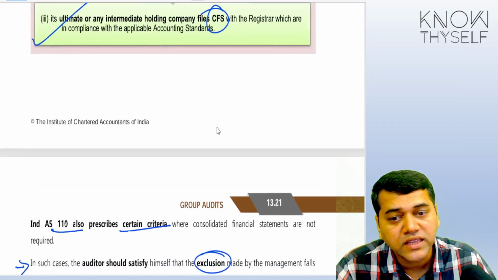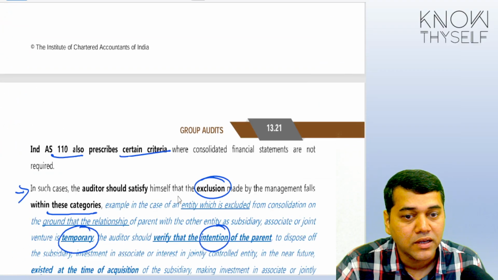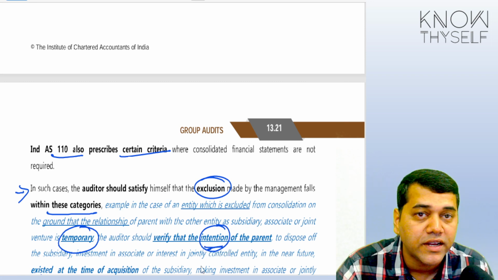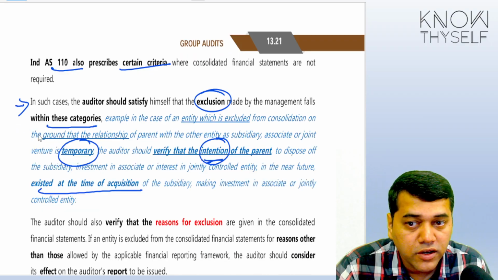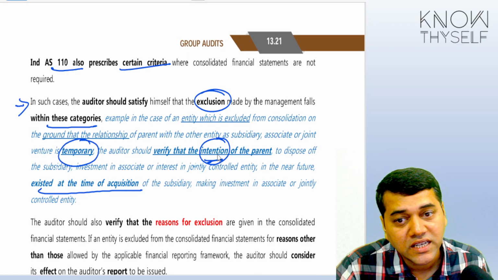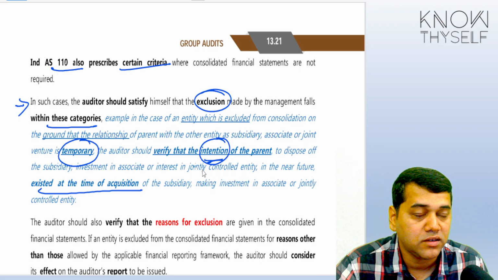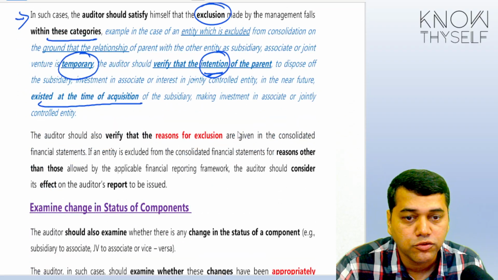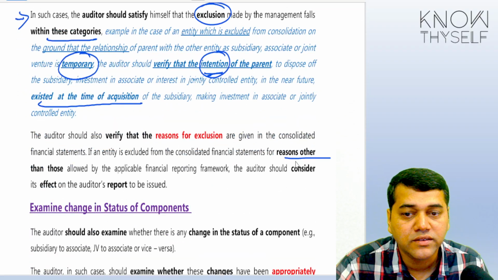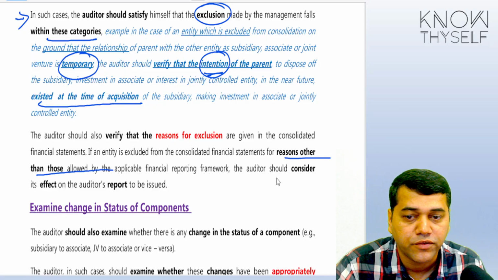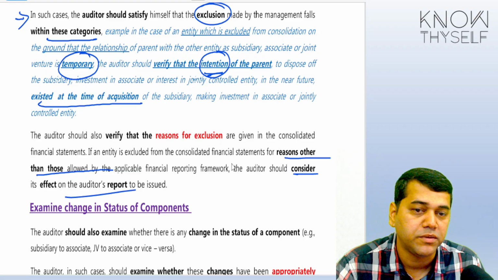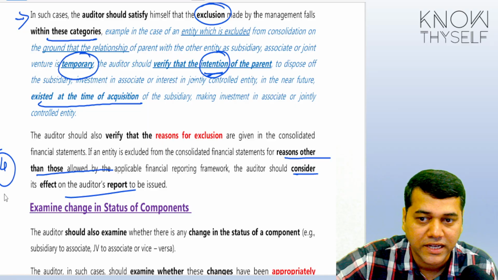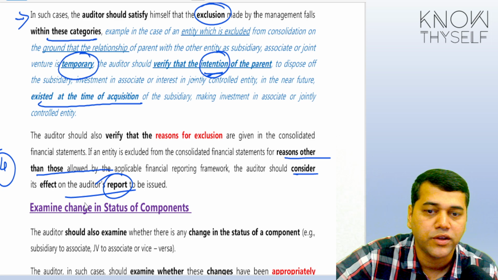Second, if you are saying that it is left out because it is temporary, see, this particular thing depends upon the intention of the management and you don't have any evidence. That's why always look for the intention at the time of acquisition, not the time when it comes for consolidation. Now, verify the reasons for exclusions that are given in the CFS. Reasons other than those allowed by the applicable reporting framework, consider the effect on the report. That means if the management is giving some different reason, which is not permitted in any of the 4 categories of exemption, then you have to modify your report.